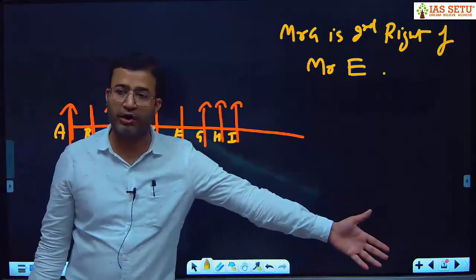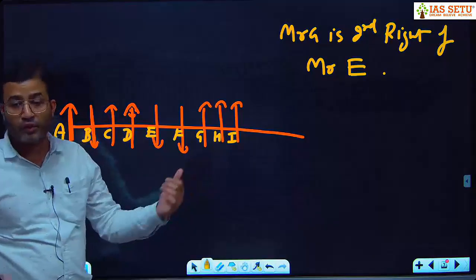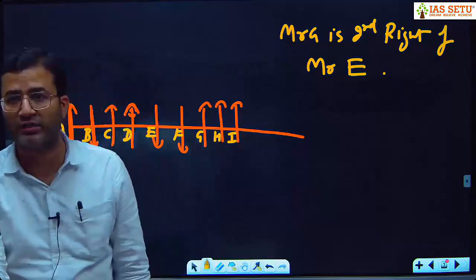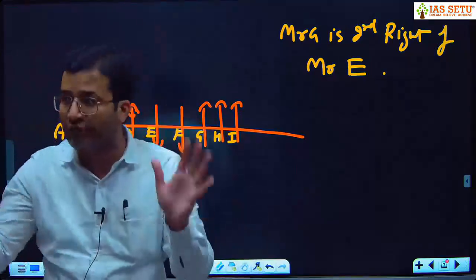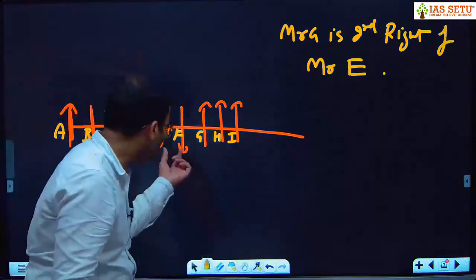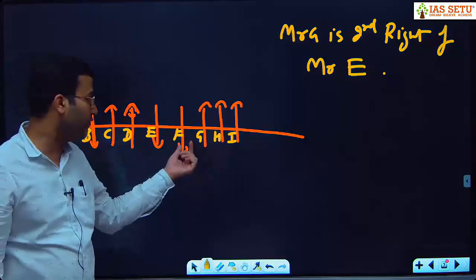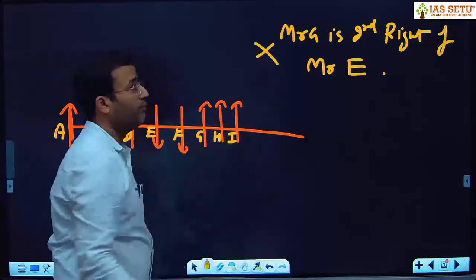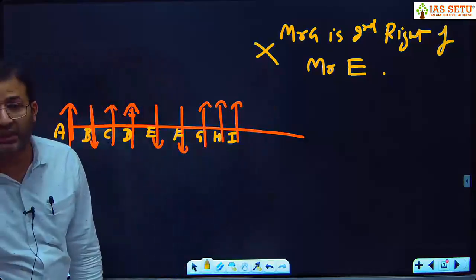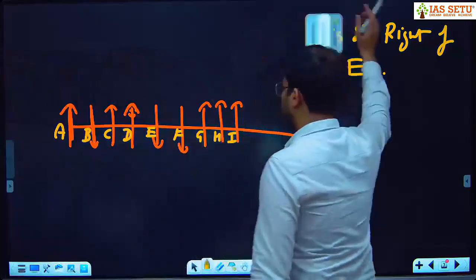So G is in E's left, not in the right, because E's face is in the south direction. E's face is in this direction, so you assume yourself as E, then you take this arrow as your face, then take left or right respectively. This is left of E, first left, second left. So this statement is wrong. Mr. G is actually second left of Mr. E. Fine. Now next statement.